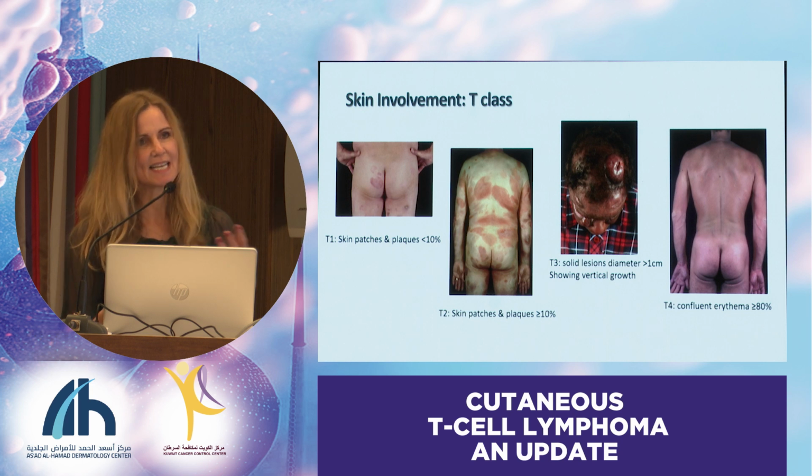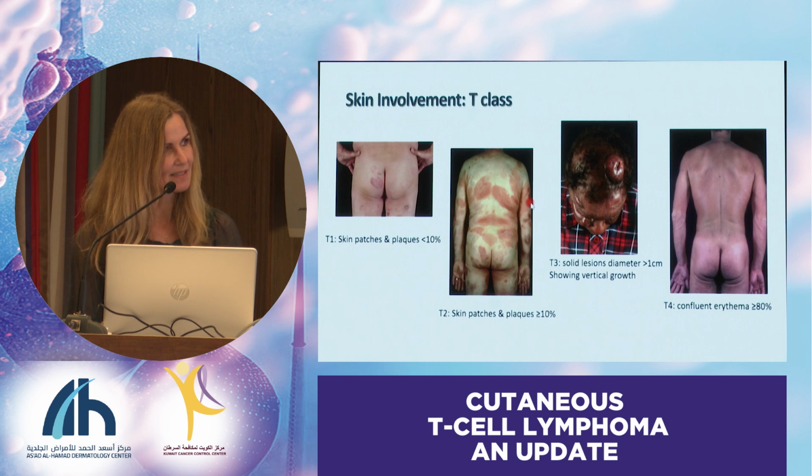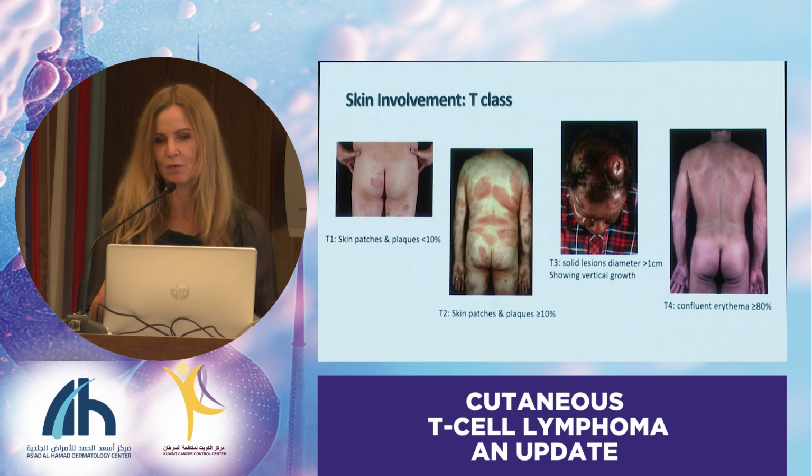So as I mentioned, T is the skin, and you've got T1 to 4, where T1 is patients with patches and plaques less than 10%. Then T2, patches and plaques greater than 10%. T3 is tumours, and T4 denotes erythroderma, which is more than 80% confluent erythema.